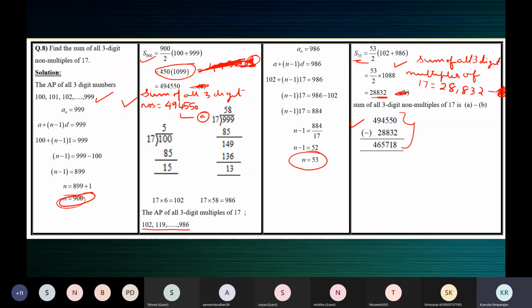Your questions, children? Clear, ma'am. No doubts, ma'am. All right. We should first find the total sum. From that, if you remove the multiples, you will be left with the non-multiples.